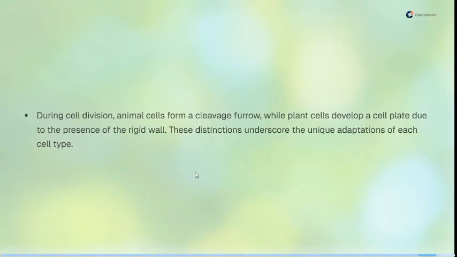During cell division, animal cells form a cleavage furrow, while plant cells develop a cell plate due to the presence of a rigid wall. The reason why plant cells form a cell plate is the presence of their rigid cell wall. This distinction underscores the unique adaptation of each of these cell types.